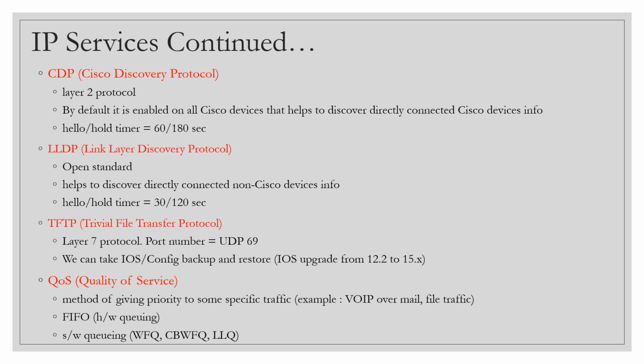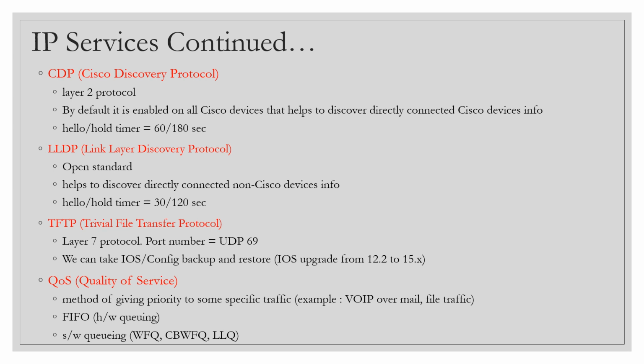LLDP, which stands for Link Layer Discovery Protocol, and that will help you to discover directly connected non-Cisco devices as well. I'm saying as well because it will help you to discover both Cisco and non-Cisco, but since CDP helps only for Cisco, LLDP is mainly used for non-Cisco devices. I'm going to show you both the commands in the lab. Here the hello and the hold timer will be 30 and 120 seconds. It's like 4 times, right? The first one, CDP, is 60 to 180, which is 3 times, and in LLDP it is 30 to 120, which is 4 times.